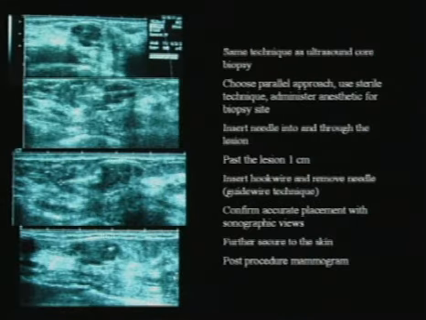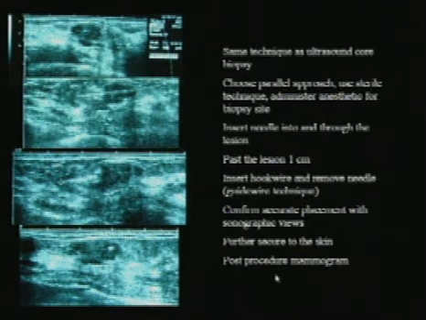So again, same technique. Here we have a lesion. The needle is inserted into, and in this case, through the nodule, approximately 1 centimeter. Once it is in place, then either the J-wire is advanced or the hook wire is deployed. Also, with this technique, I like to get orthogonal images to make sure that the needle is in the central portion of the nodule. A post-procedure mammogram is done, and then the wire is further secured to the skin.